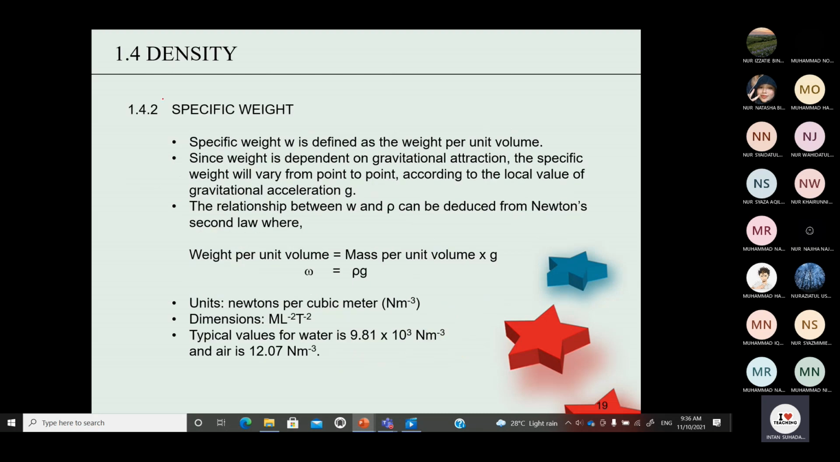The next is specific weight, which is like W. Specific weight is defined as the weight per unit volume. Weight per unit volume is equal to mass per unit volume times g. So these are the typical values for water, specific weight for water and specific weight for air.